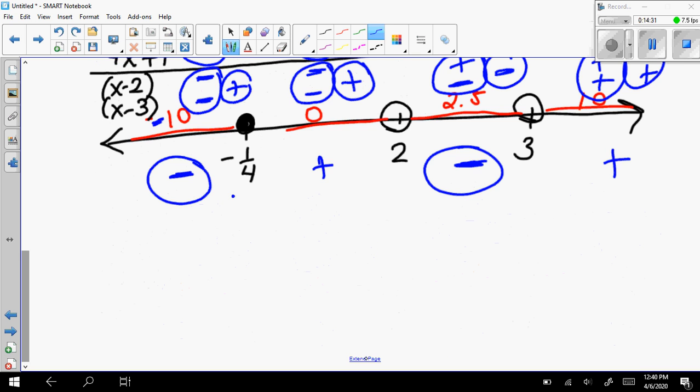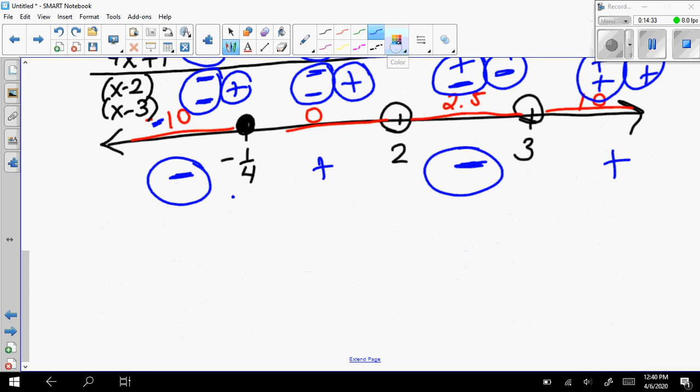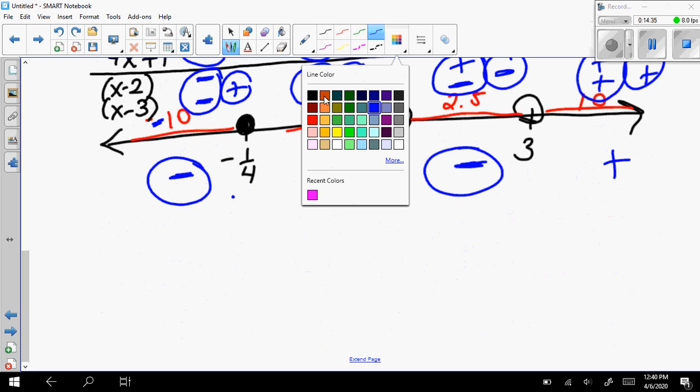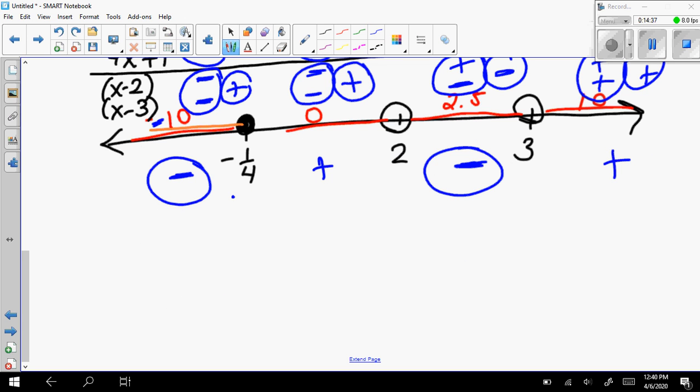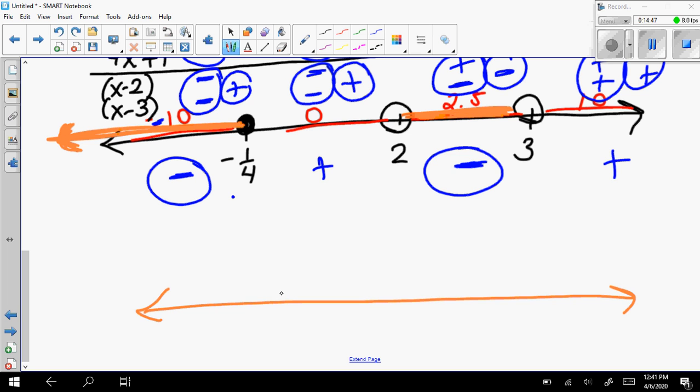So we would like to use, I'll use orange. We want to go this way with our answer. So we're going towards that negative answer, right? And then we want to use in between the 2 and the 3. So this is our final answer. Let me write it again so you can see better. Closed circle at negative 1/4, going left towards negative infinity. Open circles for 2 and 3, and in between.